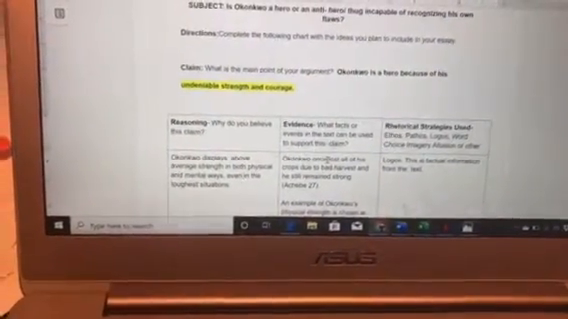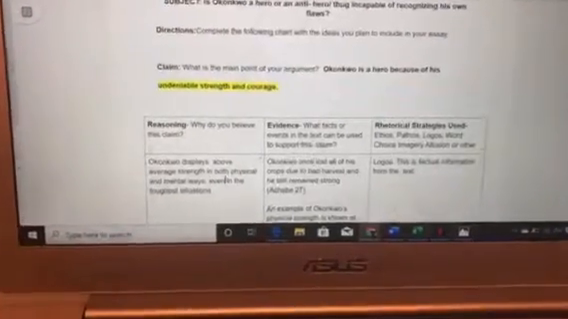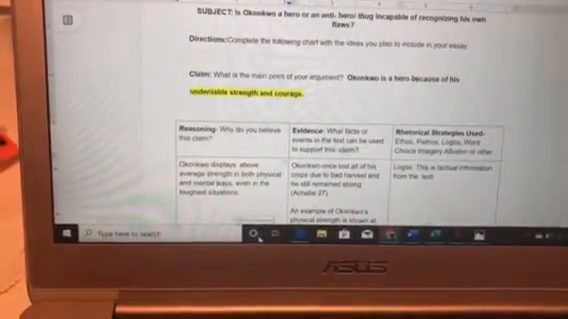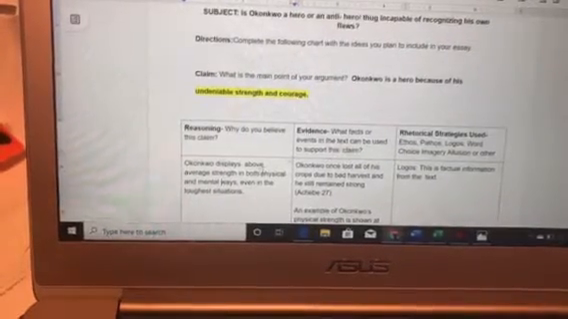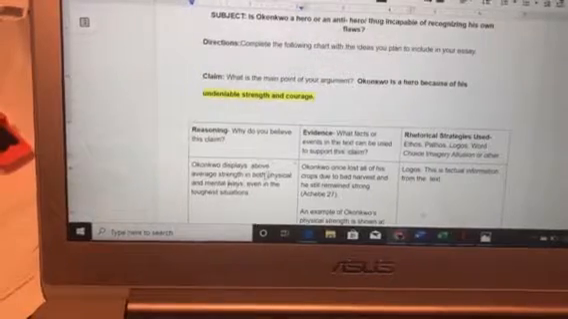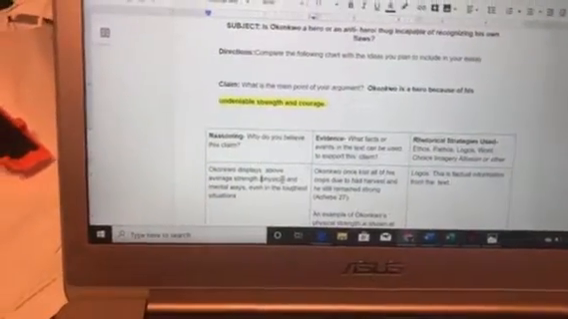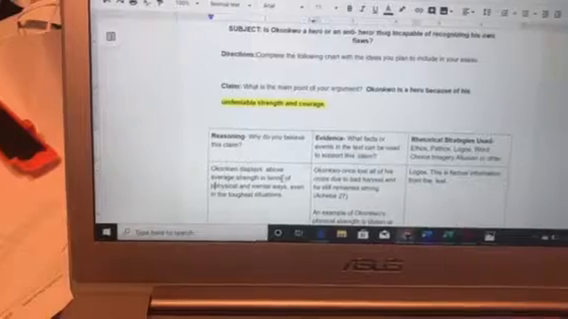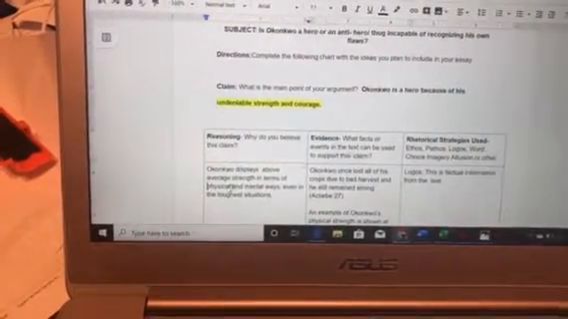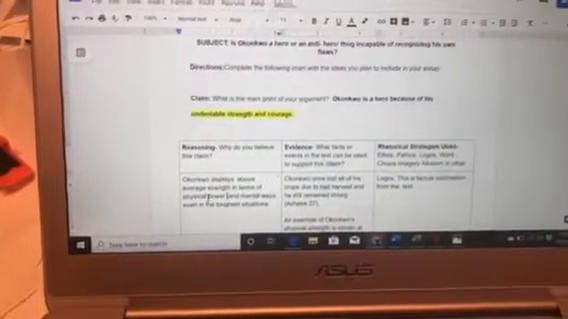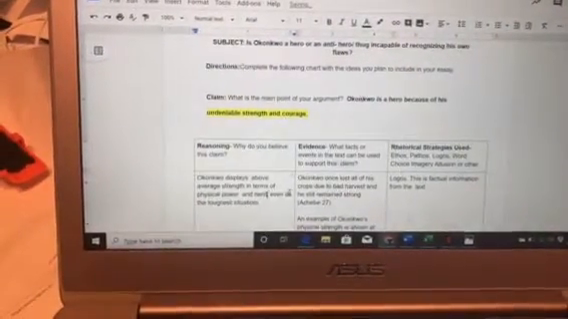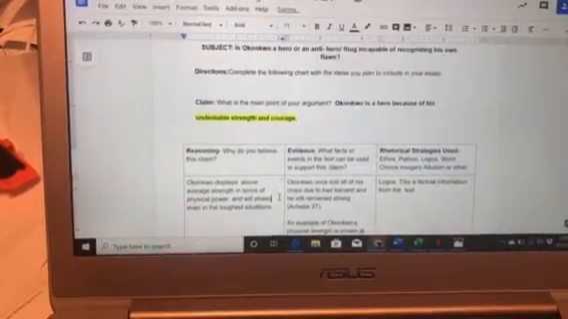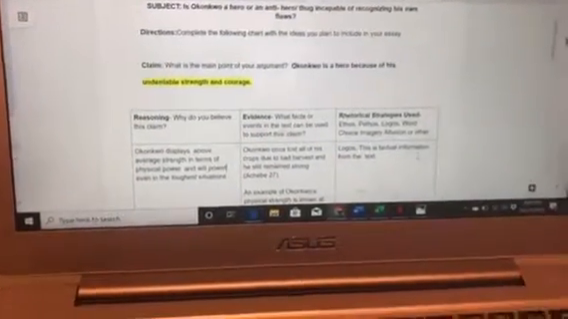Now in mental ways, I think when I'm saying mental ways, I can make that a little bit more clear. Maybe it's not just that he has mental strength, it's that he has a stronger willpower. So Okonkwo displays above average strength in terms of physical power and willpower. Okay, so I'm going to change this to make it a little bit more clear. What I had first, physical and mental ways, wasn't clear enough. So I'm going to change it to physical power and willpower. Okay, so now I have to find evidence to support it. Let's look at the evidence that I collected.